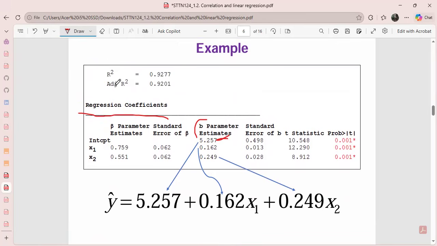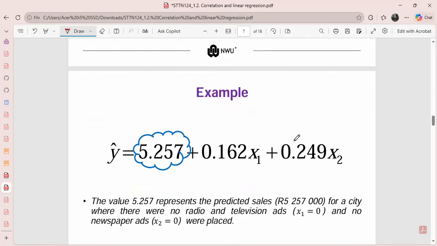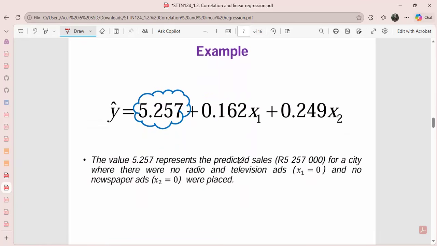Then I'm going to explain what this means, because we are still under multiple regression. To interpret the value of B0, you just mention that value and say that the 5.257 represents the predicted sales, for what, because it's going to depend on the scenario that you'll be given. It's going to be based on that one. Then you interpret your value.